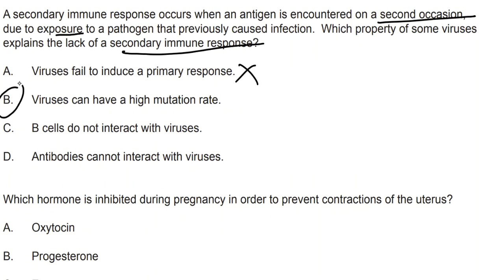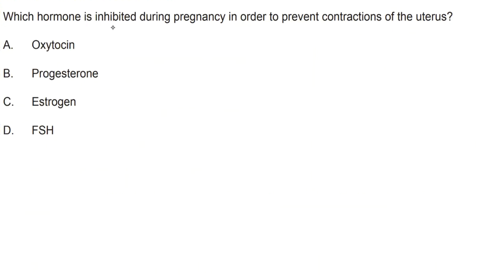So B seems to me as the correct answer. Which hormone is inhibited during pregnancy in order to prevent contractions? The contractions of the uterus are from oxytocin. That's a positive feedback loop. So that's just basic recall, and the A is our answer.